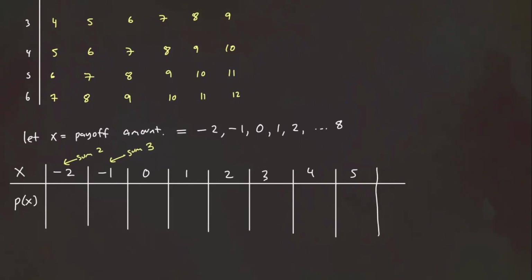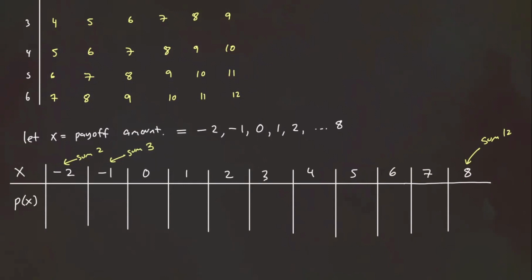So 5, 6. All right, 2 more columns to go. 7 and 8. All right, so the last outcome will mean that your sum is a 12, and so on. Okay, so now let's find their corresponding probabilities.